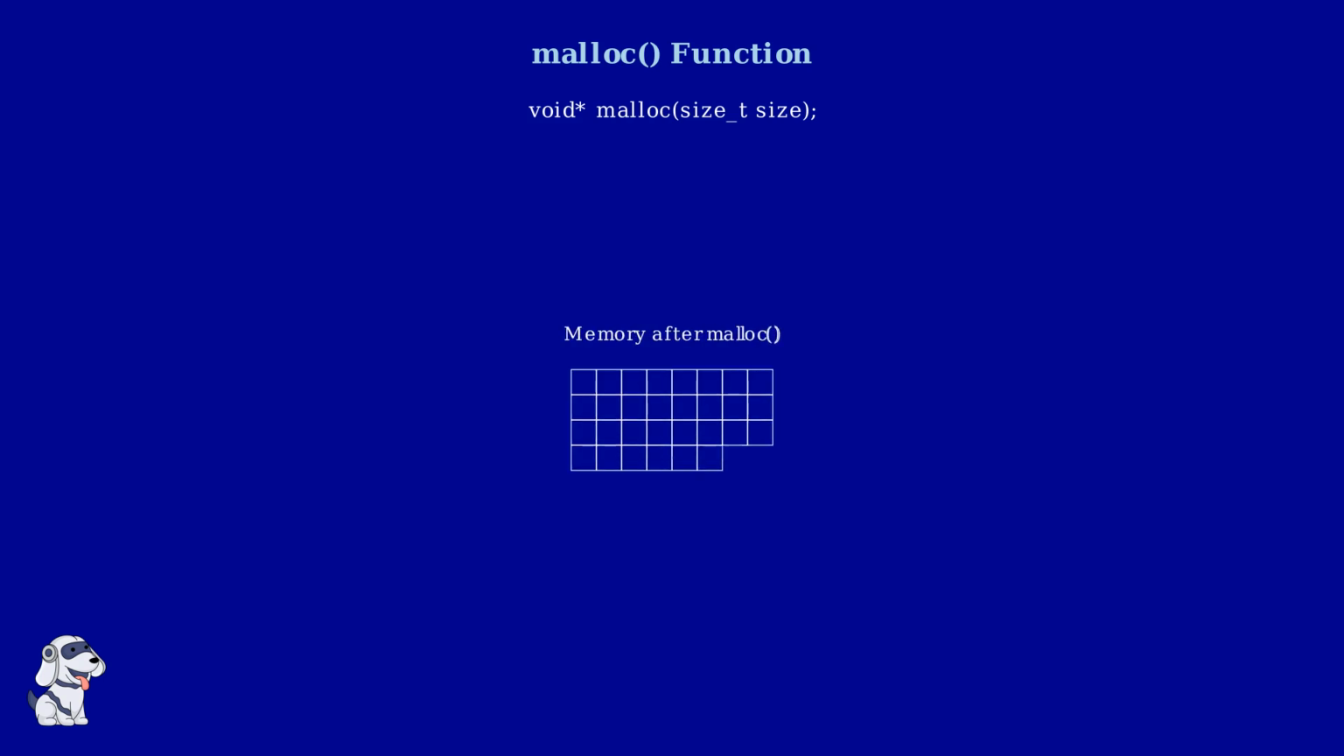Here we see a memory grid representing allocated memory. When malloc allocates memory, each cell contains random garbage values from previous usage. These hexadecimal values represent the unpredictable garbage data that malloc leaves in memory. This uninitialized state can lead to bugs if not handled properly.